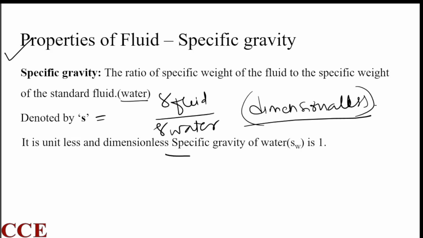Now the specific gravity of water is equal to 1. We can say that the specific gravity of mercury is 13.6. In many cases, the specific gravity of the liquid is given, and that's why we need to use this value, or we need to remember the relation.